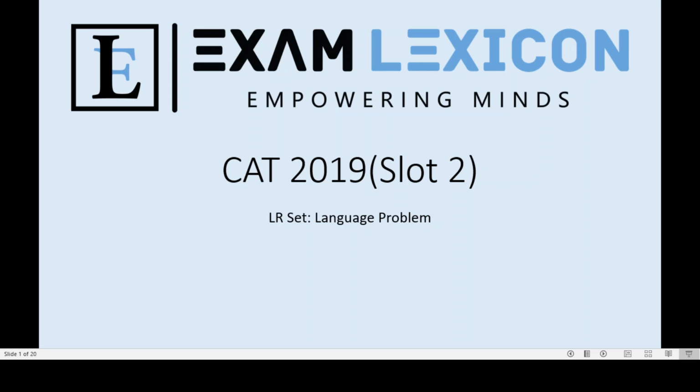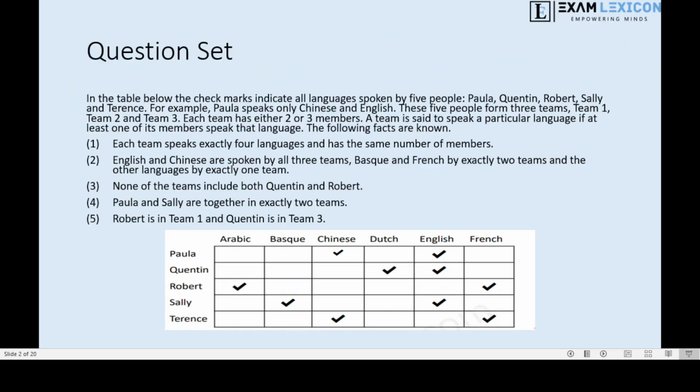Now the question set was, in the table below, the check marks indicate all languages spoken by 5 people: Paula, Quentin, Robert, Sally and Terence. For example, Paula speaks Chinese and English.